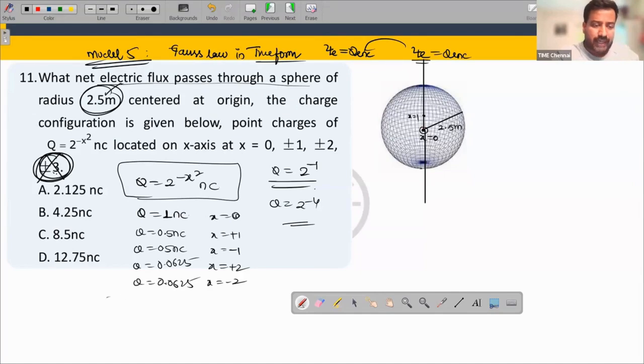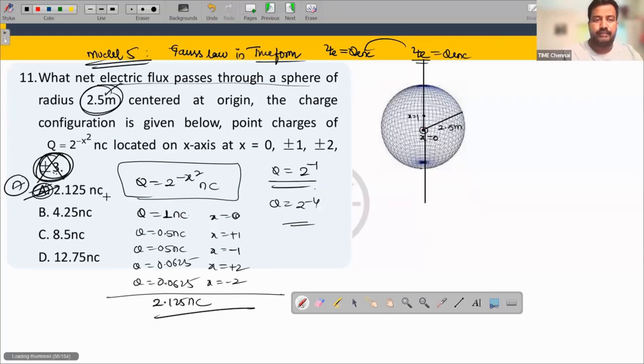So you should stop your calculation here. That's the most important thing, understanding that you need to stop there, because I want to find the charge enclosed by the surface. The surface has a radius of only up to 2.5 meters, so above that you can neglect. Now when you add up, this will become 2.125 nanocoulomb. Therefore, option A is the answer.